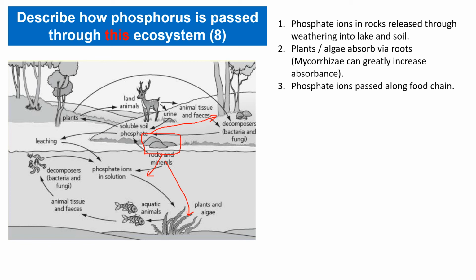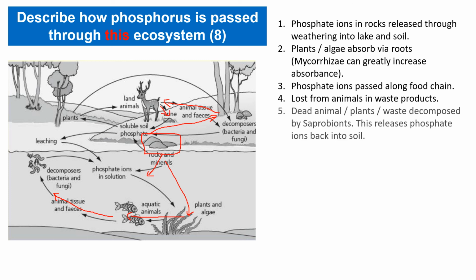The phosphate ions then just pass along the food chain. So this one will be through the aquatic animals to the fish, okay, and on the land you've got from the trees and the bushes into the deer there, which is the herbivore. Then it's lost through animals' waste products. So anyone who has a fish tank knows that fish often have poo trailing behind them, and that is their waste, okay, and obviously the deer is going to be pooing and weeing as well.